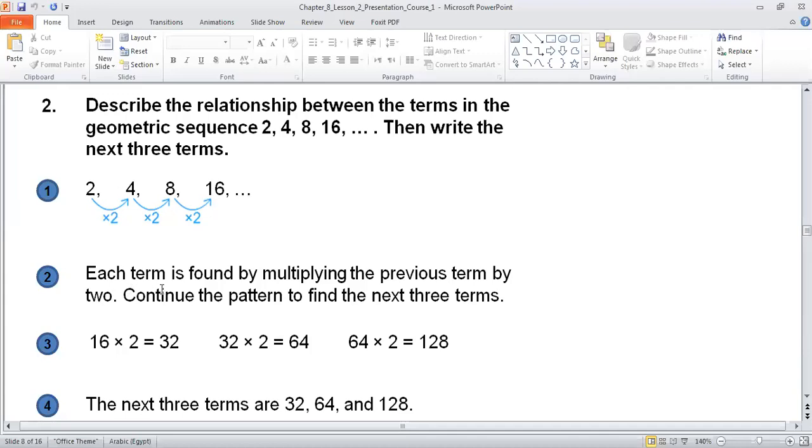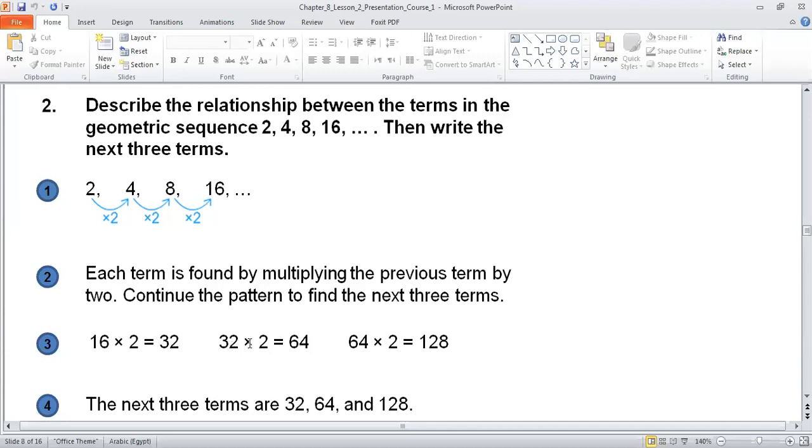Again, each term is found by multiplying the previous term by 2. And we will continue the pattern this way. 16 multiplied by 2, it equals what? 32. So 16 multiplied by 2 gives me 32. Every time I multiply by 2. So 32, I will multiply again by 2.